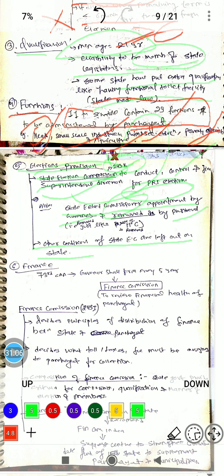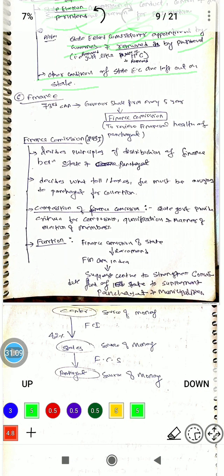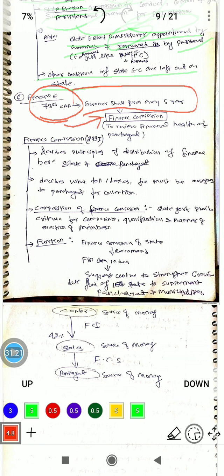Okay, so now let's talk about the finance. How is the finance given in the PRI? Basically, the 73rd constitutional amendment said that the governor shall form a finance commission every 5 years, and that will be called the State Finance Commission. It will review the financial health of the panchayat. The Finance Commission is under Article 243I.